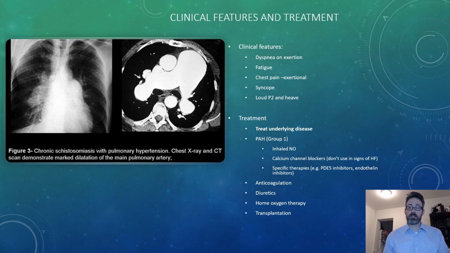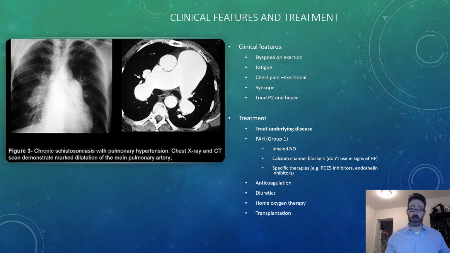In terms of treatments, since there's such a wide variety of things that can cause it, many of which have other treatments for them, really the goal here is to treat the underlying disease. That's why I put it in bold. So if they're having left-sided heart failure, you have to treat the left-sided heart failure. If it's HIV, treat HIV, and so on. And hopefully it's at a stage where there could be some recovery and not too much loss of function.